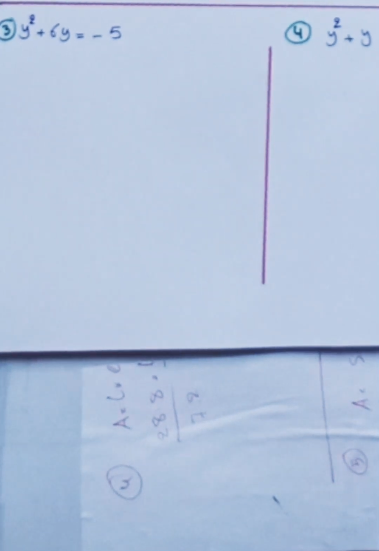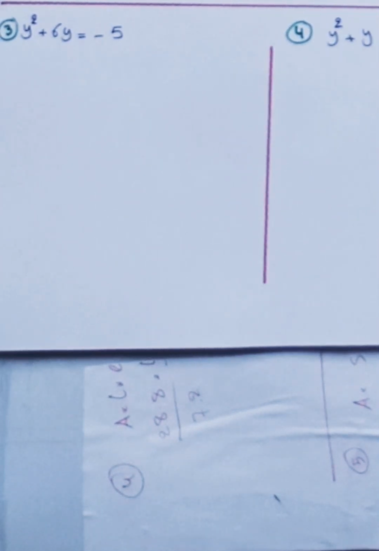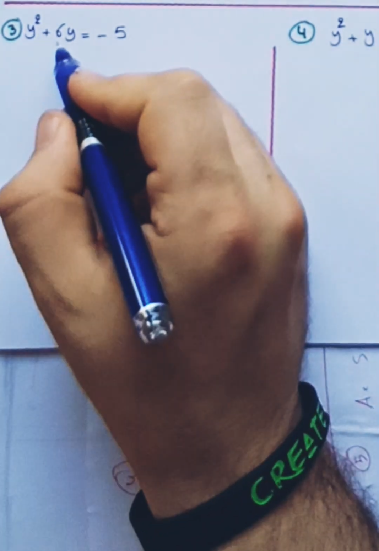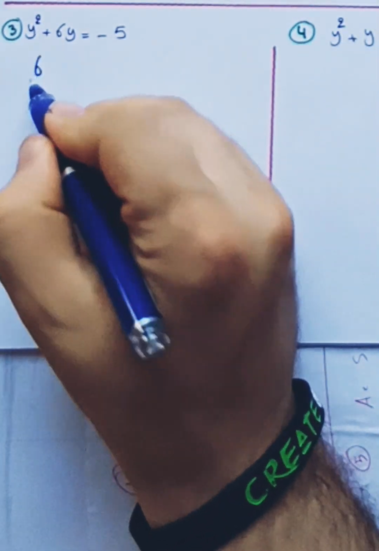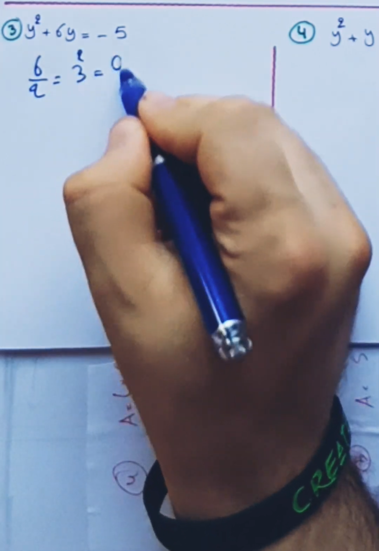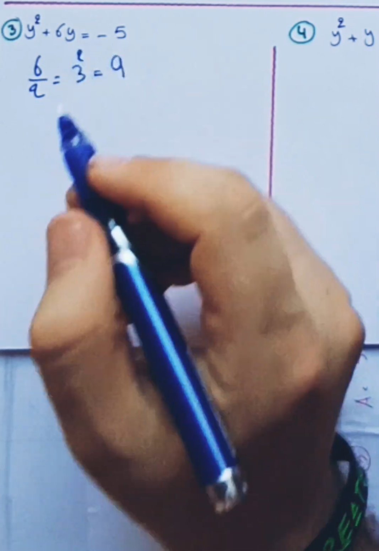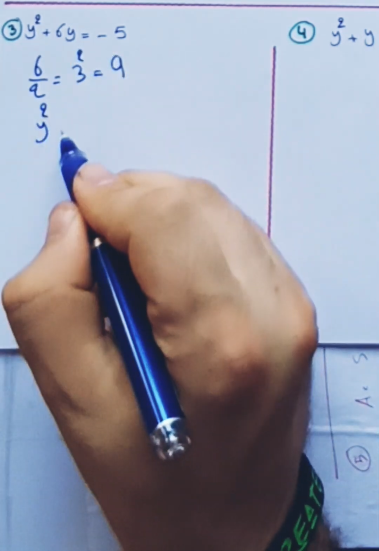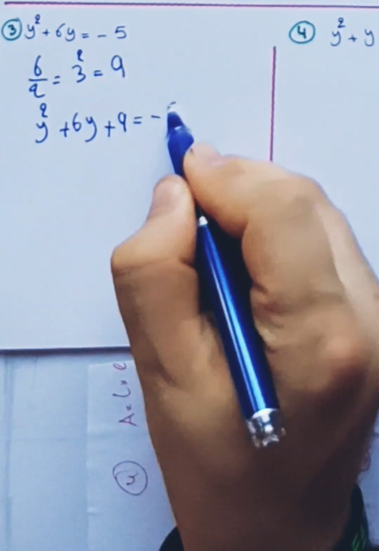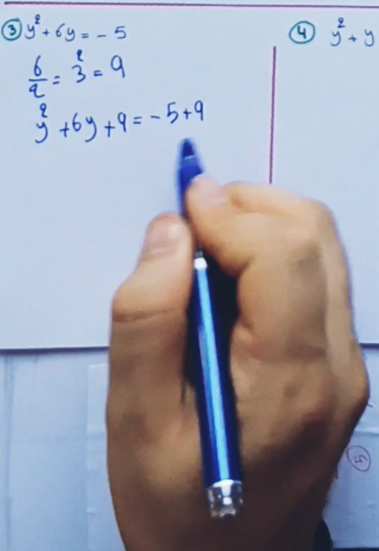Example number 3, we have y squared plus 6y equal to negative 5. We have to rewrite this equation like a perfect square, so we have to find the third term. For finding the third term, we have to divide this 6 by 2 and then square it. So 6 divided by 2 equal to 3, and then you have to square it. 3 times 3 equal to 9. We have to add 9 to both sides, so we have y squared plus 6y plus 9 equal to negative 5 plus 9, and then you have to solve this.